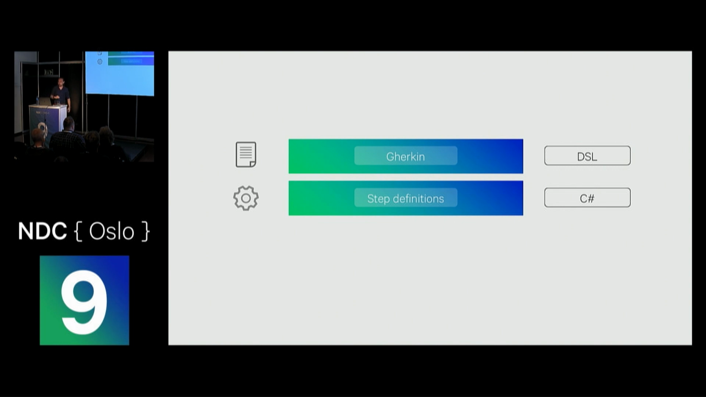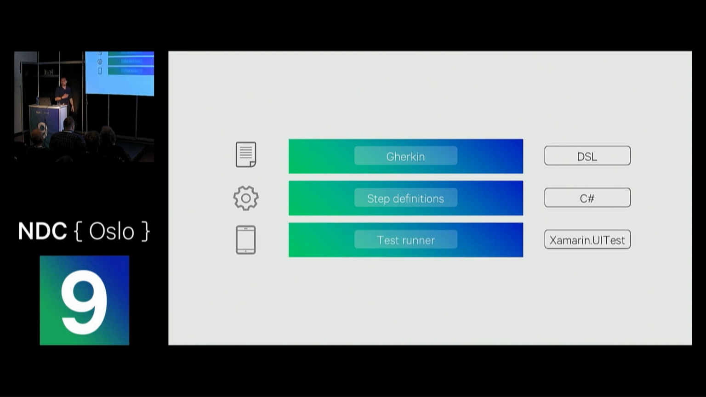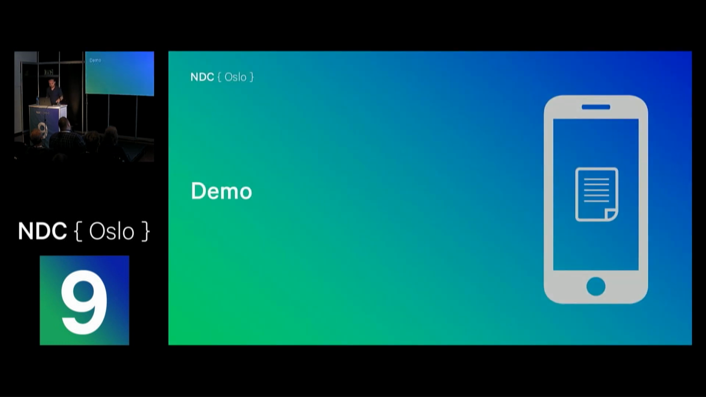The second layer would be writing step definitions. The step definitions are actually the translation of the Gherkin file and automating it using something like SpecFlow. And the last part is using a test runner, and the test runner actually clicks around inside of your application, so you will be able to make sure that it works. Okay, so that's a lot of theory.